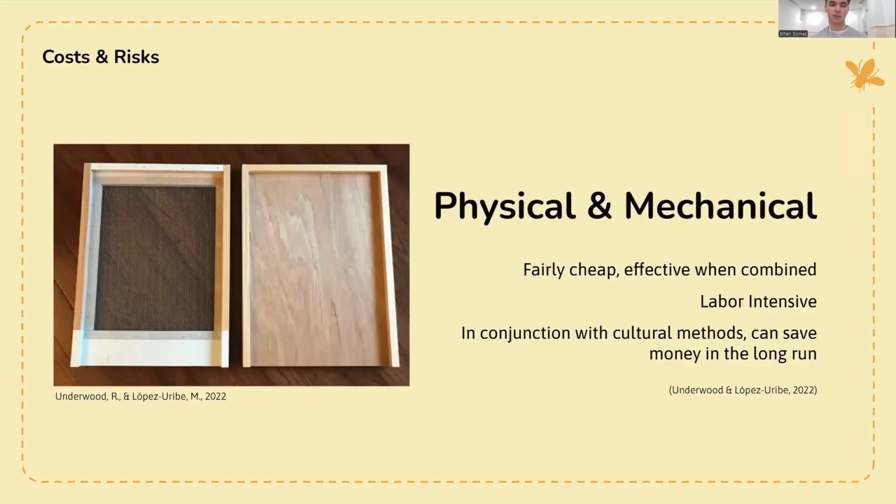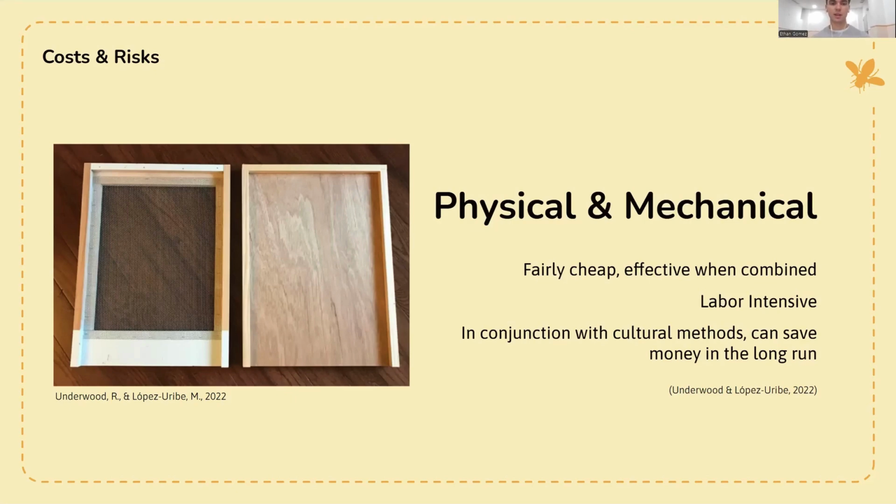Next are physical and mechanical methods. These are very cheap and are very effective at preventing pest infestations, especially when using multiple at the same time. For example, using a screened bottom board is only a one-time purchase and is fairly effective, but adding powdered sugar as well can be used to increase the mite drop, as the sugar stimulates grooming behavior in the bees. These methods are also usually labor intensive, but using these methods plus cultural methods can save time and money in the long run by reducing the active solutions you need to implement.